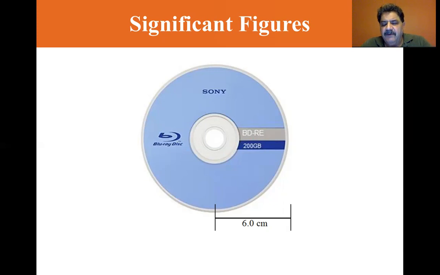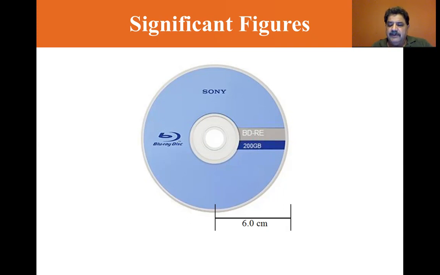The number of significant figures in measurements can be used to express something about the uncertainty. The number of significant figures related to the number of numerical digits used to express the measurement tell you something about that uncertainty. As an example, measure the radius of a Blu-ray disc using a meter stick. Assume the accuracy to which we can measure is plus or minus 0.1 centimeter.